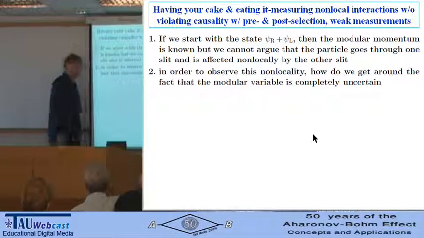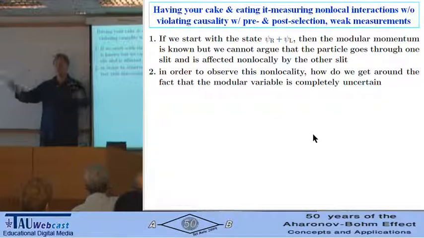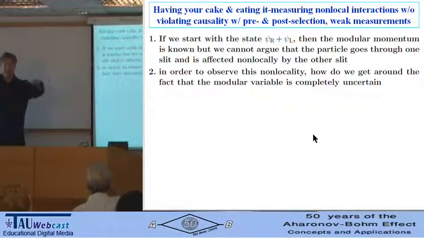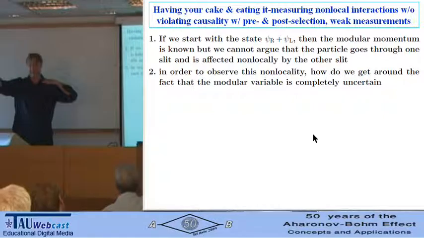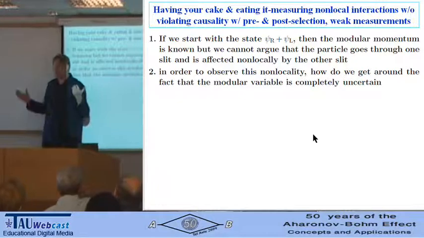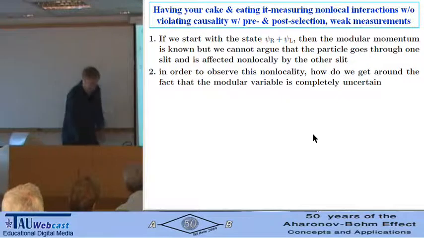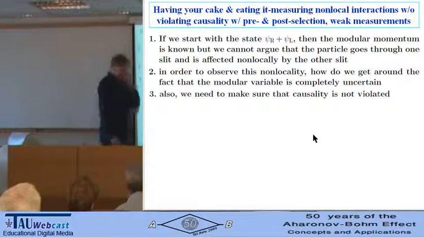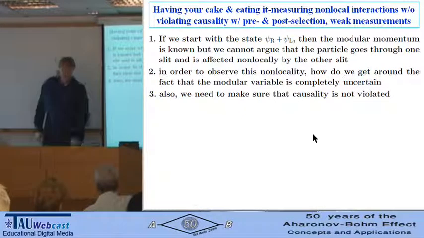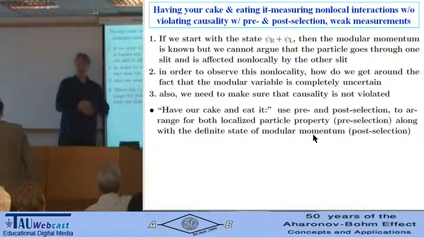The other problem is, how are we going to get around the fact that if we do set up the problem from the get-go such that the particle is definitely at one slit, we're going to open and close the other slit and try to see this non-local exchange? How do we get around the fact that you can't prove that exactly in that situation the thing that's exchanged non-locally becomes completely uncertain? So that's the second problem. And then obviously the third problem is that even if we could get around the second one, we can't violate causality. So how do we do these three things together? That's the answer to having your cake and eating it.